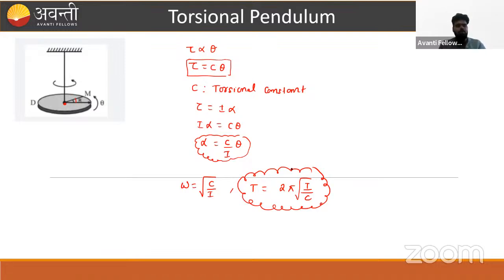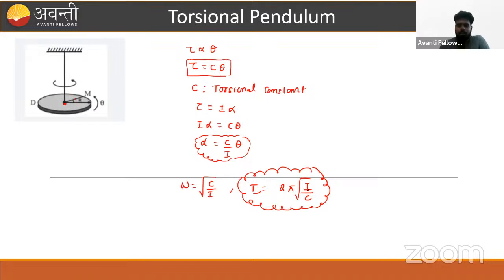What is the time period? 2 pi root over I by C. Such type of question is asked: if we increase the moment of inertia of this by 4 times, then find out the increase in time period. So what we observe here is that our time period is directly proportional to root over moment of inertia. Okay, beta. So we have to mentally prepare such type of questions, and that is very easy.